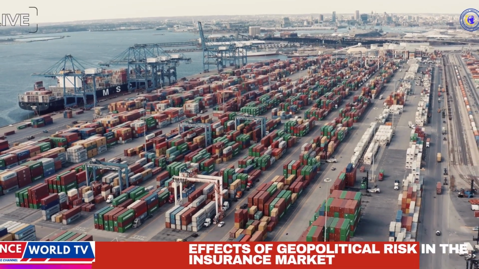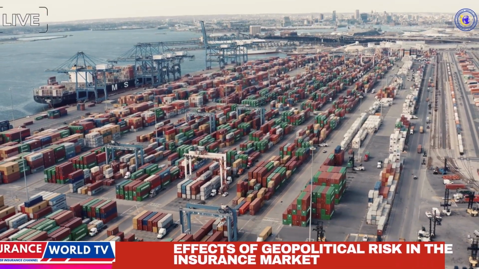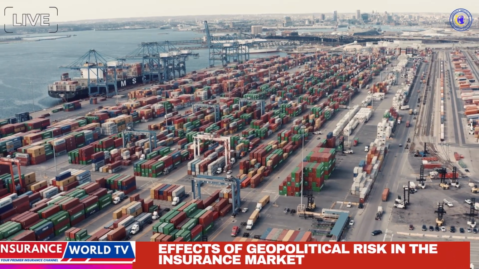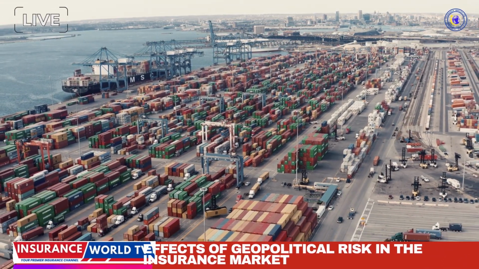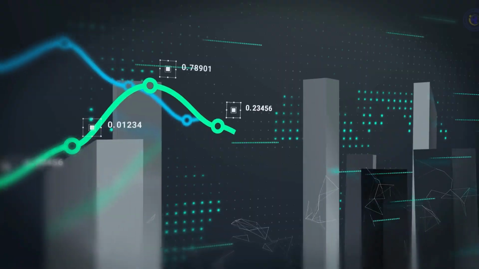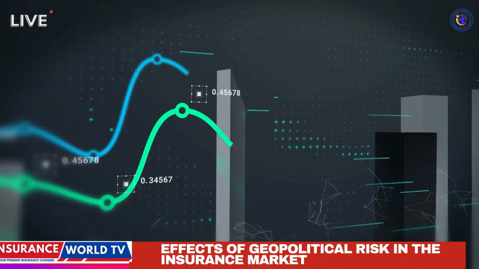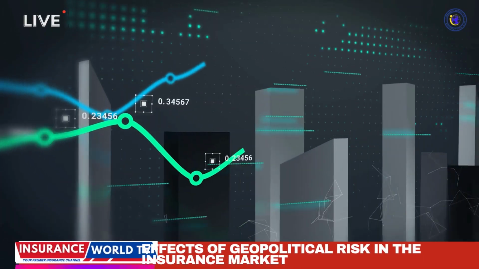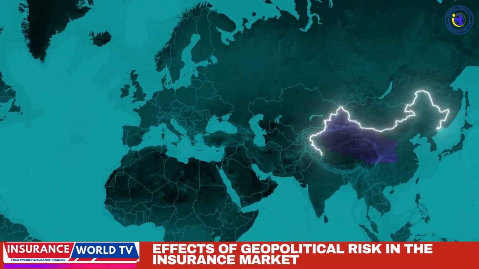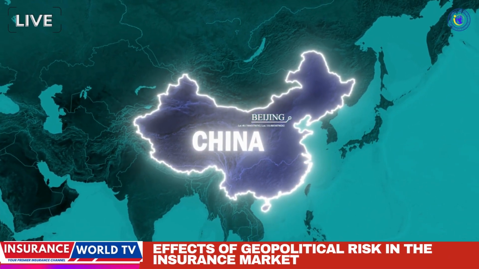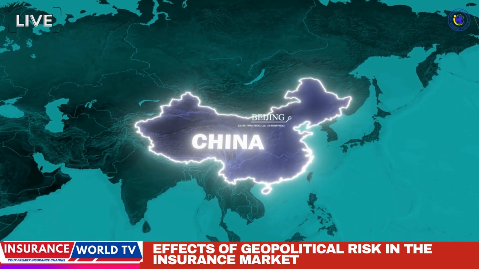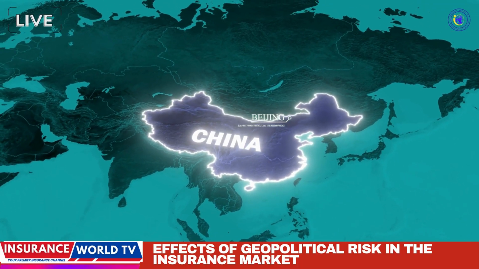First, economic and trade disruption. Conflicts, sanctions, and tariffs can slow supply chains, delay shipments, and raise costs. Think of the 2025 U.S. tariffs on India, Brazil, and China. They didn't just affect trade, they changed insurance risk exposures worldwide.